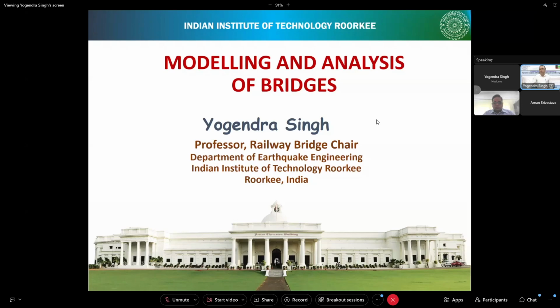Due to those vibrations of the bridge, the dynamic response is more than the static response, and we commonly know this as either the impact factor or CDA, coefficient of dynamic augmentation. Both are taking care of this dynamic effect.